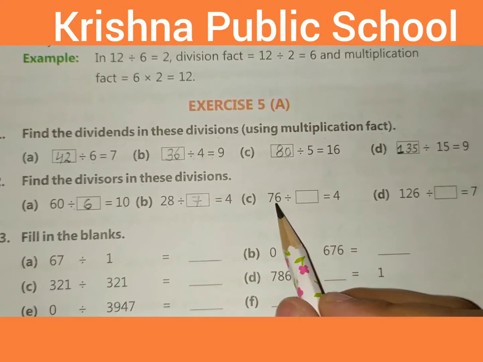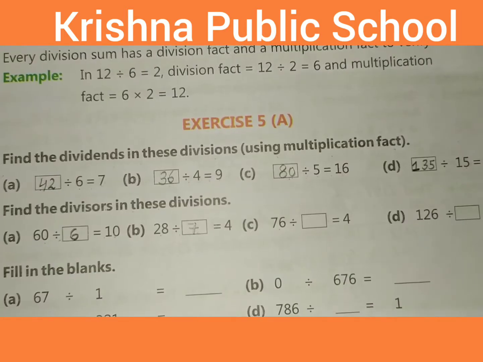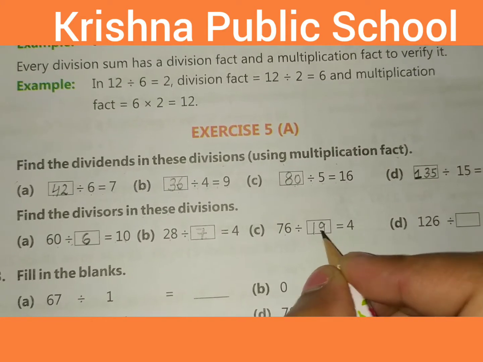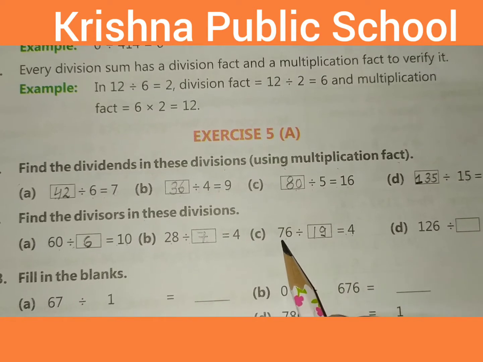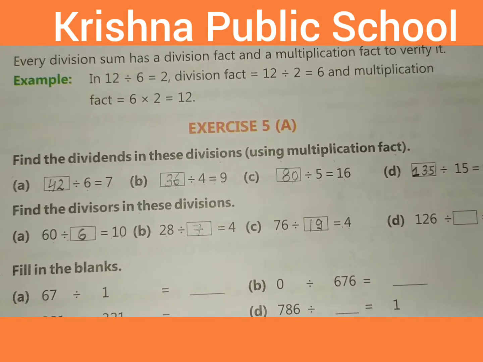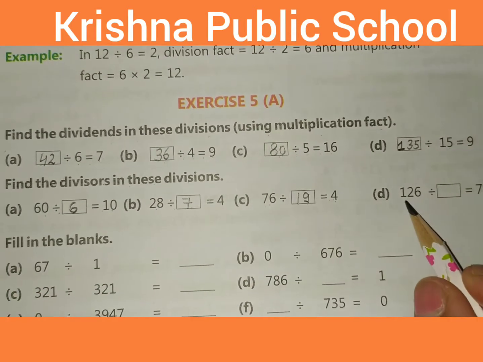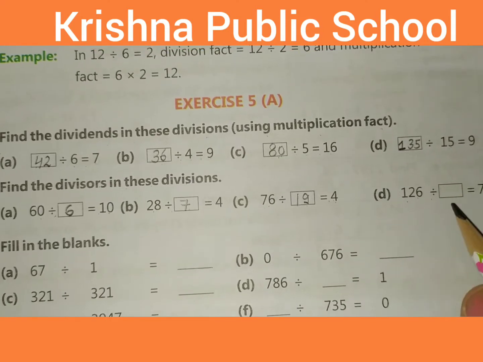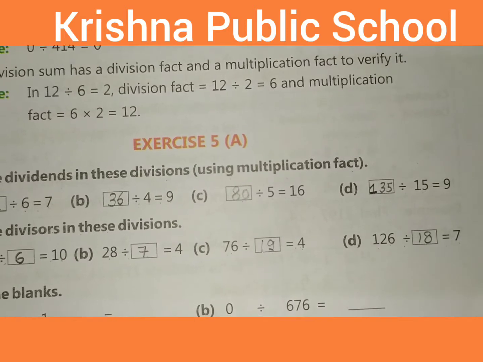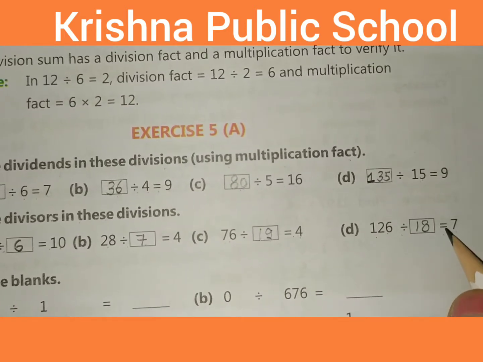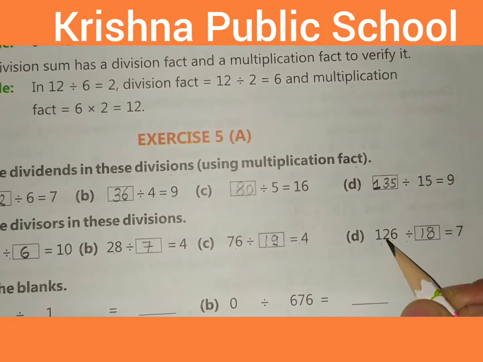Next is 76 divided by 19 equal to 4. 4 multiplied by 19 equal to 76. This is the verification. Okay children. 126 divided by 18 equal to 7. The verification is 18 multiplied by 7 equal to 126.